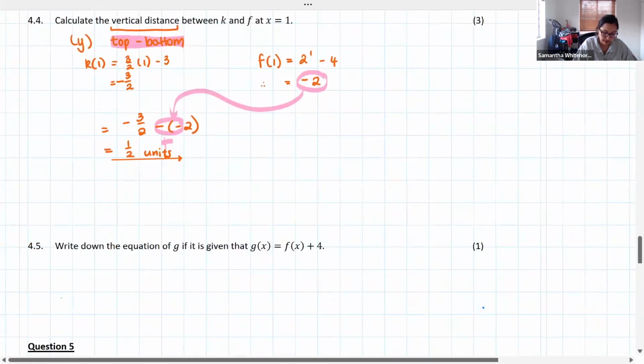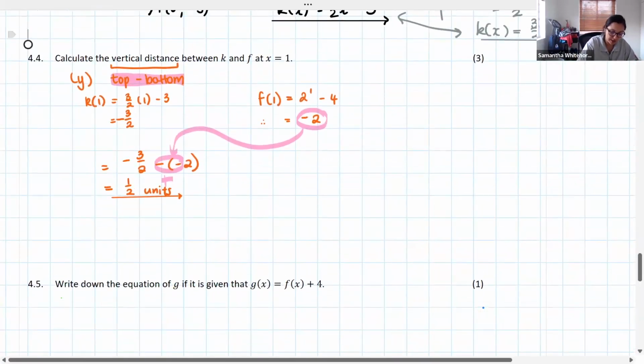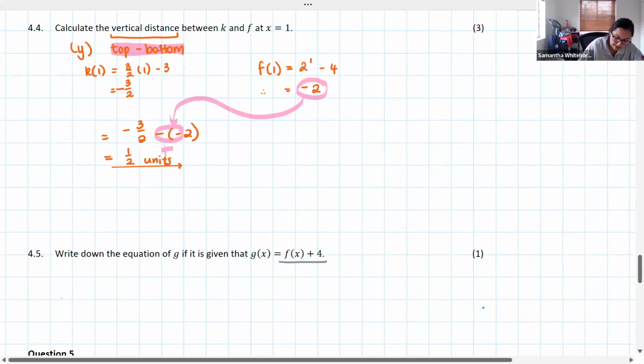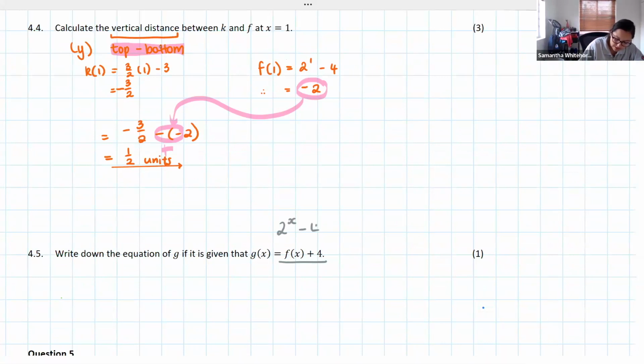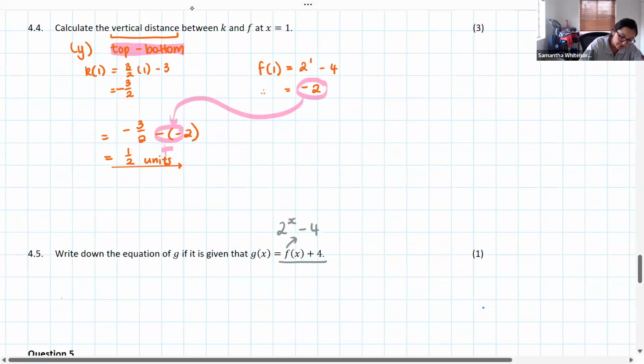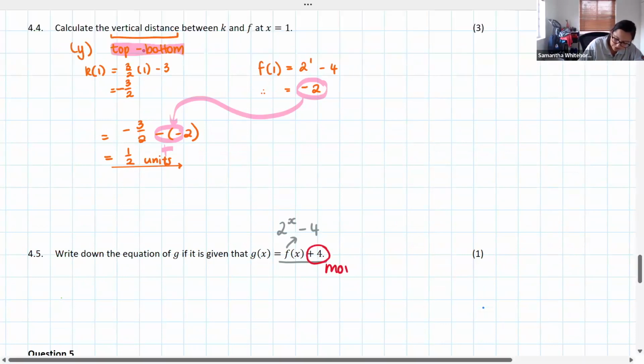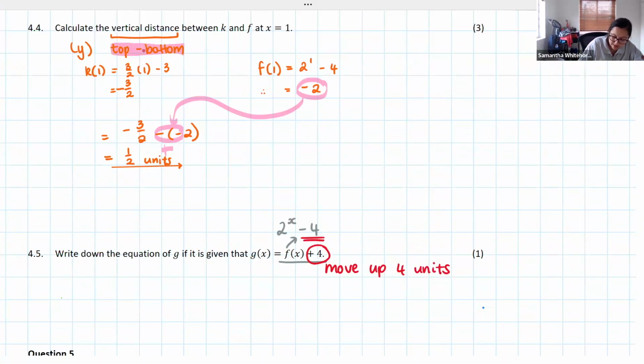Last one. Write down the equation of g if it is given that g of x is equal to f of x plus 4. So let's think about what this is saying. f of x is 2 to the power x minus 4, as it currently stands, the original graph. This plus 4 that we've now been given is saying move up 4 units. Now, if I already have moved down 4 units, and I move back up 4 units, I'm cancelling out the shift. And so g of x then just becomes 2 to the power x.